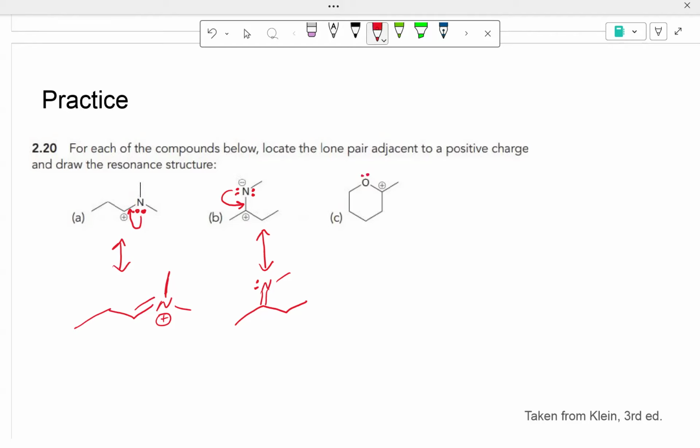And then let's look at C. So oxygen should have 2 lone pairs. A neutral oxygen should always have 2 lone pairs. And I'm going to follow the trend and form a pi bond. Use that lone pair to form a pi bond. And now since it only has 1 lone pair left, it has a formal charge of +1.